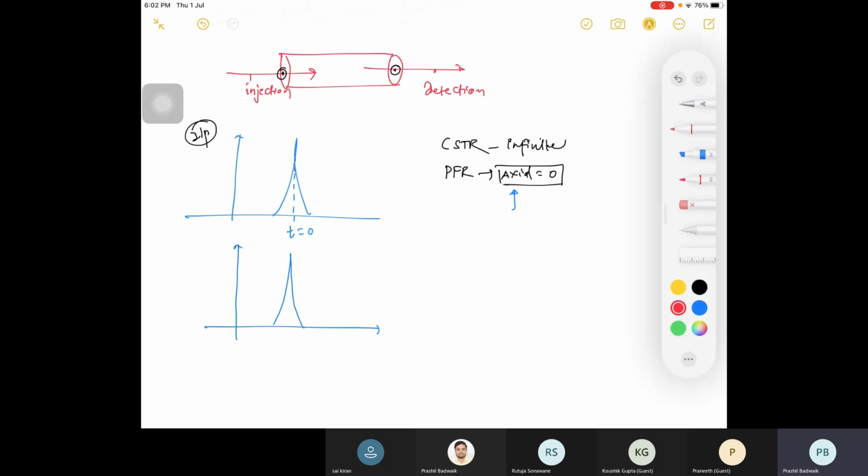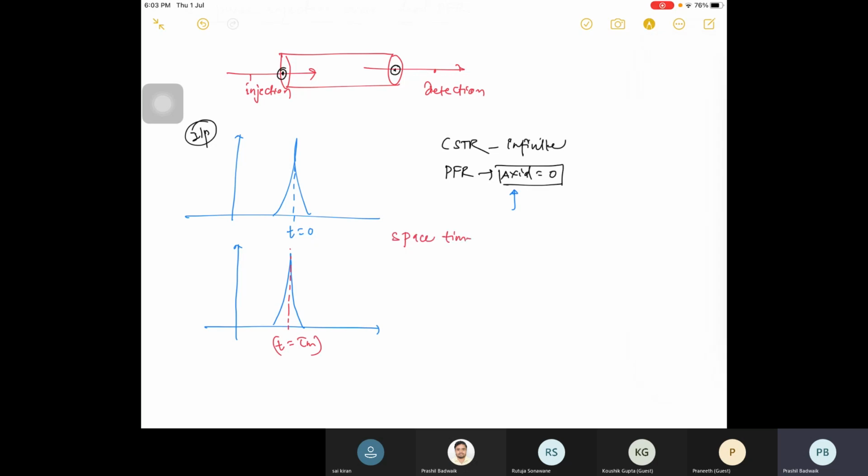But what is the difference in these two? This profile will be there after your residence time, after your, I'll say, space time. So you will get the same profile after your space time. I hope you are clear.